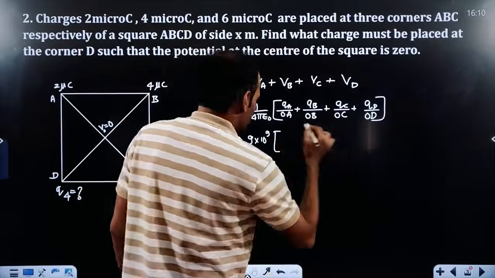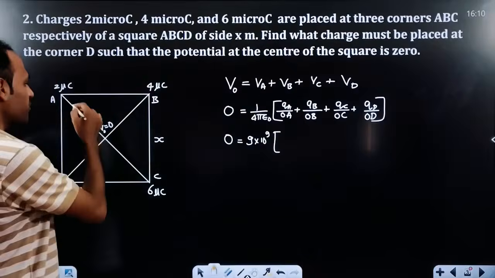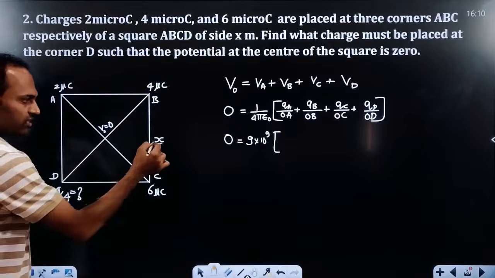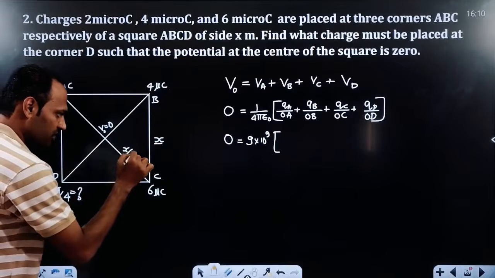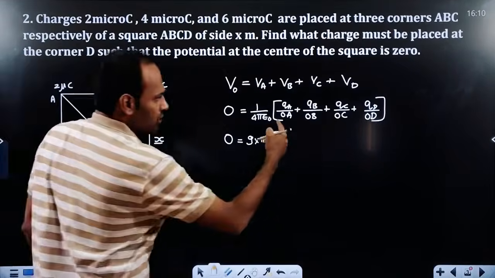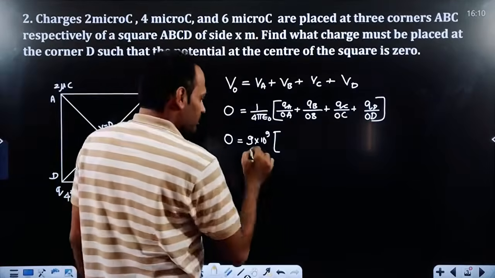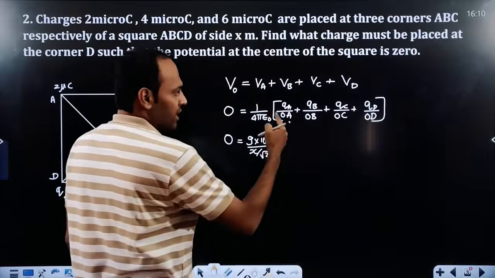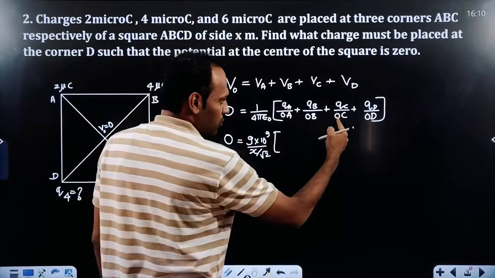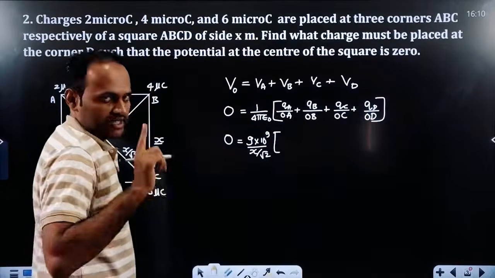Okay. So see, what is the distance now? OA, OB, OC, what are they all? Side of the square is x. Then what will be the half of the diagonal? It will be x by root 2. So all of them are x by root 2. Right? So I will take that x by root 2 common outside. OA is x by root 2, OB x by root 2, OC x by root 2, OD x by root 2. Everything is x by root 2.